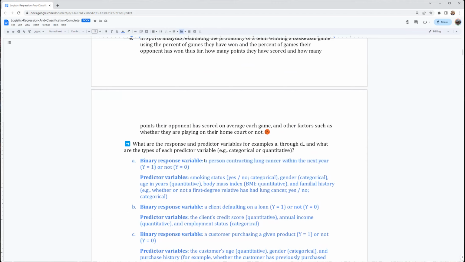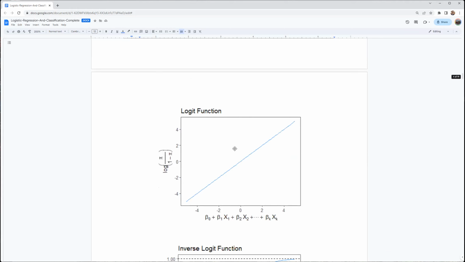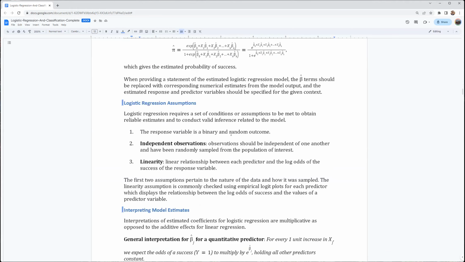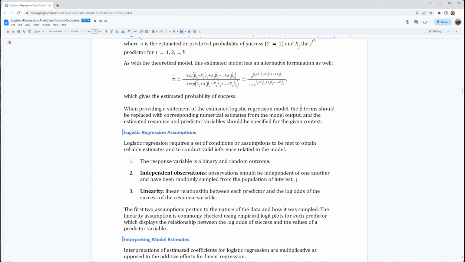But we shouldn't, for example, have data on three different families and just have data on each individual family member across them. Those people would be related within a family. And so that wouldn't constitute a random sample from our population of interest. So we want to make sure individuals or observations are randomly selected from the population we're interested in. And these first two assumptions that we've talked about pertain to the nature of the data and how the data was selected or sampled, but we don't check them with plots or graphics. The assumption that we do check with diagnostic plots is the linearity assumption.